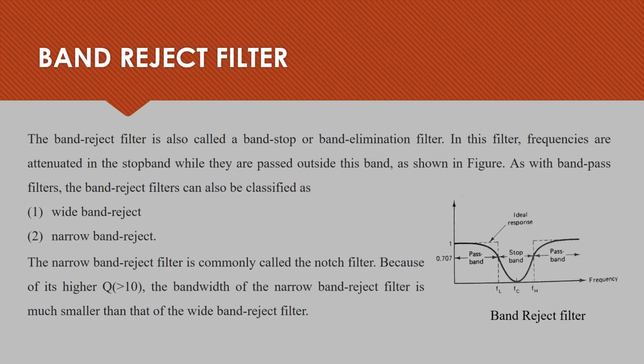Next one is the band reject filter. Here also we have a wide band reject and a narrow band reject filter. Band reject filter is also called a band stop or band elimination filter. In this filter, frequencies are attenuated in the stop band while they are passed outside this band. The narrow band reject filter is commonly called a notch filter because it has a higher quality factor, and the bandwidth of the narrow band reject filter is much smaller than that of the wide band reject filter.